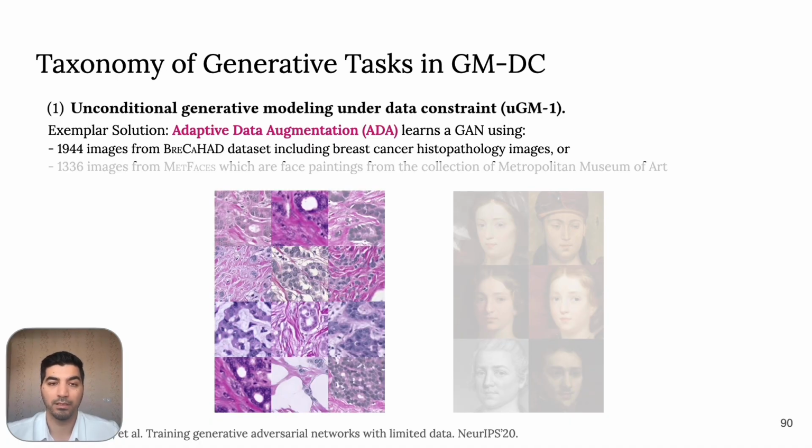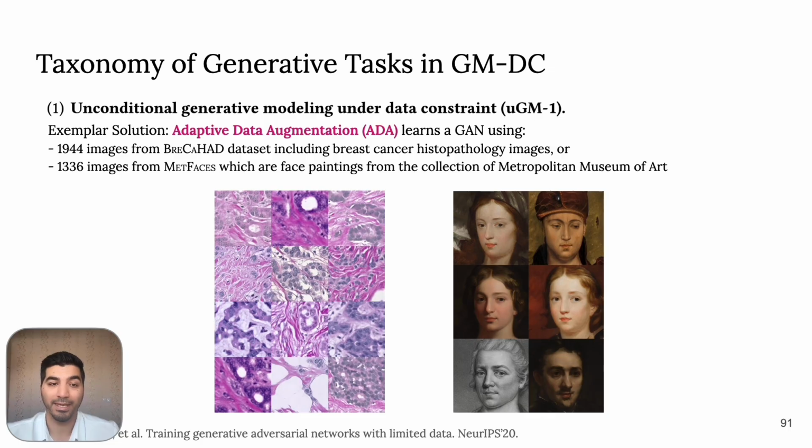And some examples are training a GAN from scratch on breast cancer dataset using only 2000 training samples. As you can see, the generated images have very good quality. Or training a GAN using 1.3K images of face paintings collected from Metropolitan Museum of Art. And as you can see, the generated images have very good quality.